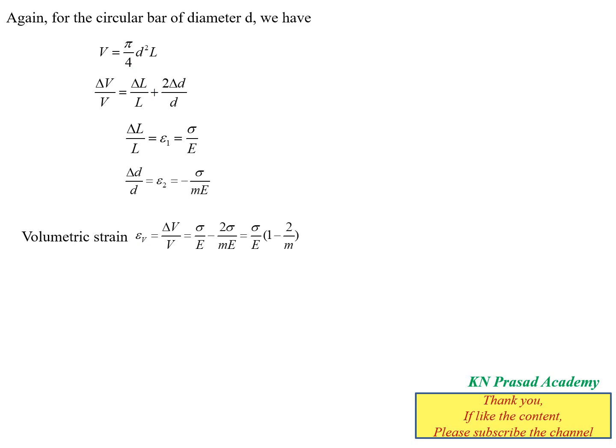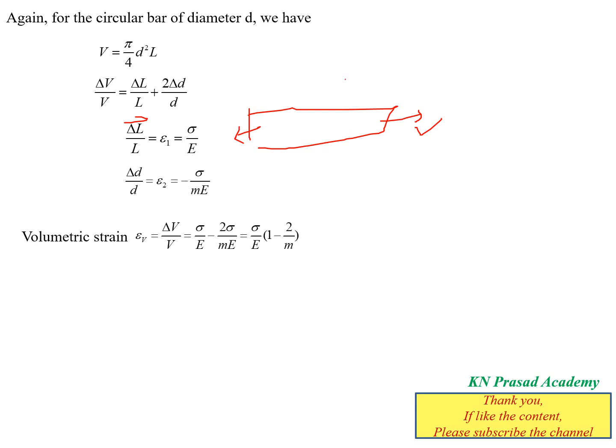Same thing here, if you consider a circular bar, the volume of the circular bar will become pi by 4 d square into L. Then the volumetric strain, that is nothing but change in volume divided by the initial volume, I have to write as delta L by L plus 2 delta D by D. Here we are applying the stresses in the direction of the length, so this is the longitudinal strain. Let us consider it epsilon 1. This is nothing but the increase in length divided by the original length, that is delta L by L, epsilon 1 equals sigma by E.